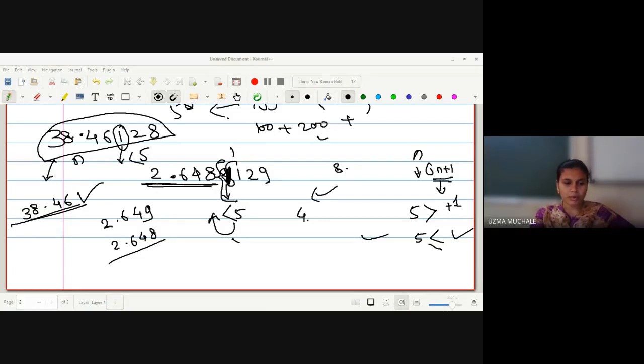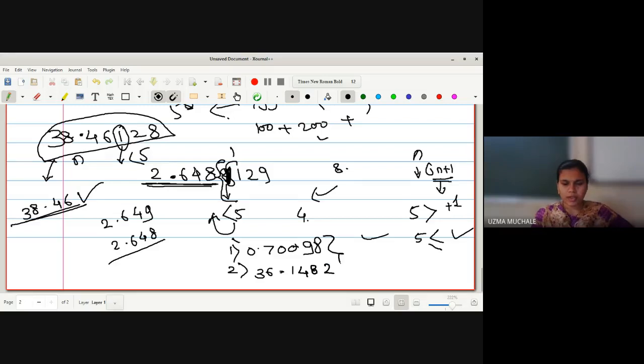Let me give you some numbers, and you have to reduce them to 4 significant digits. Okay. Write down the numbers. First one is say 0.70098. Next is 36.1482. You have to reduce these up to 4 significant digits and tell me the answer.